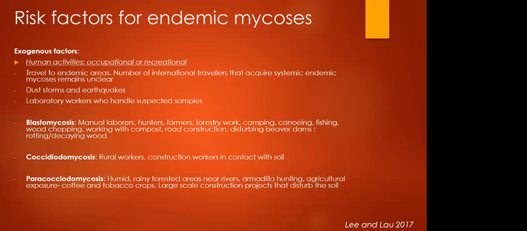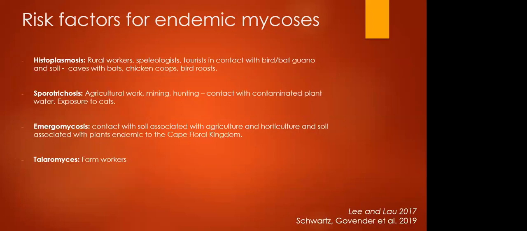Coccidioidomycosis is found in sandy and alkaline soils, and that is usually where there's construction work, where the farmers are, so rural workers and construction workers in contact with soil are at risk. Paracoccidioides, also humid, rainy forested areas near rivers. People who do armadillo hunting, agricultural exposure, where there's coffee and tobacco crops because the soil is quite acidic, are also at risk of paracoccidioidomycosis. Large-scale construction projects that disturb the soil also make them at risk.